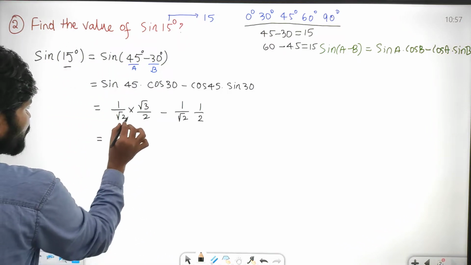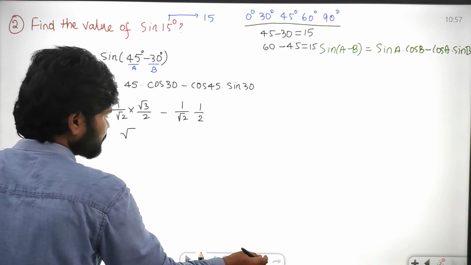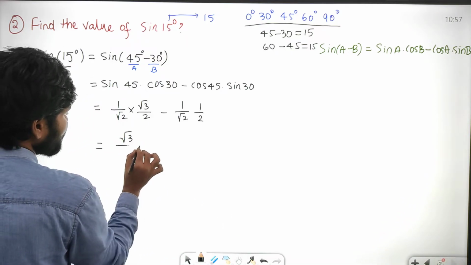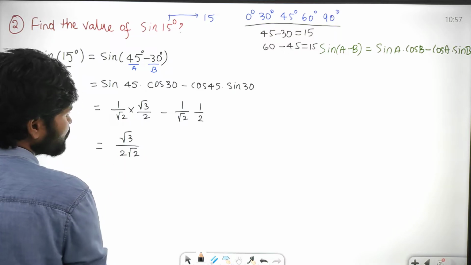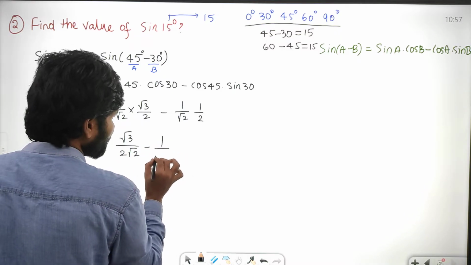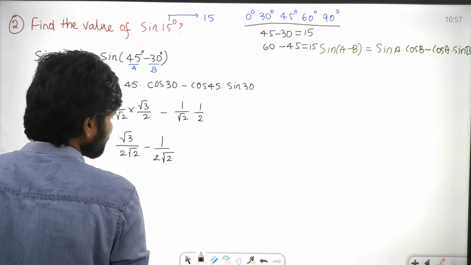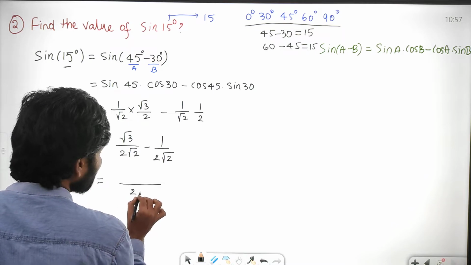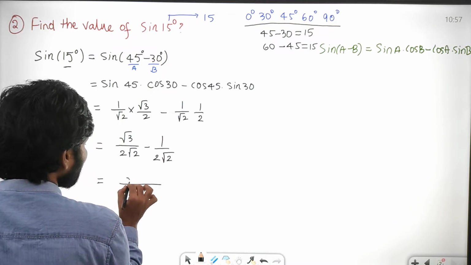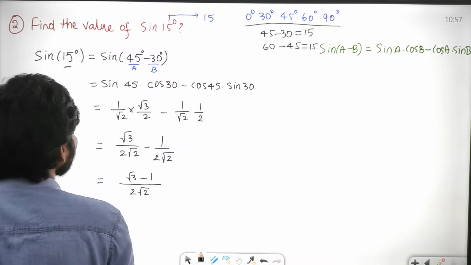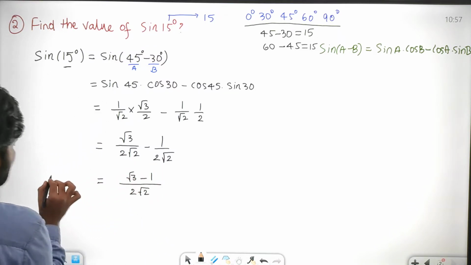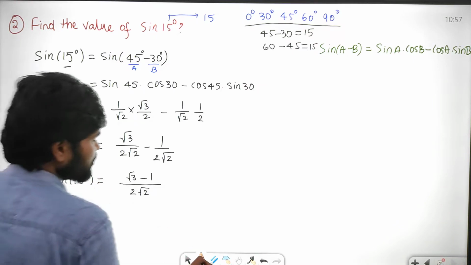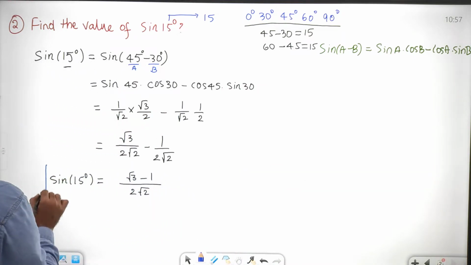See here, we got the value root 3 by 2 root 2 minus 1 by 2 root 2. Now take these values and take the LCM, 2 root 2, and we get root 3 minus 1. So this is the value of sine of 15 degrees. Okay? Hope you understand.